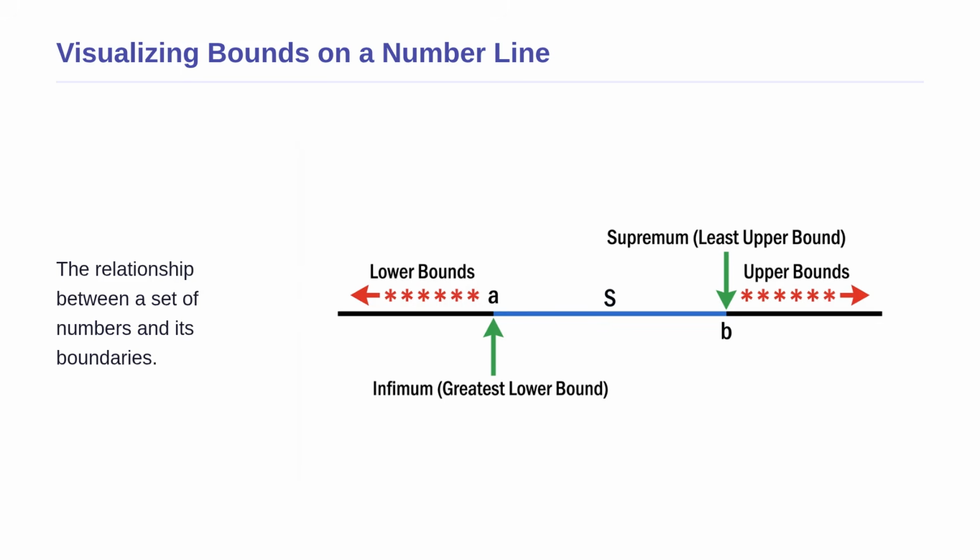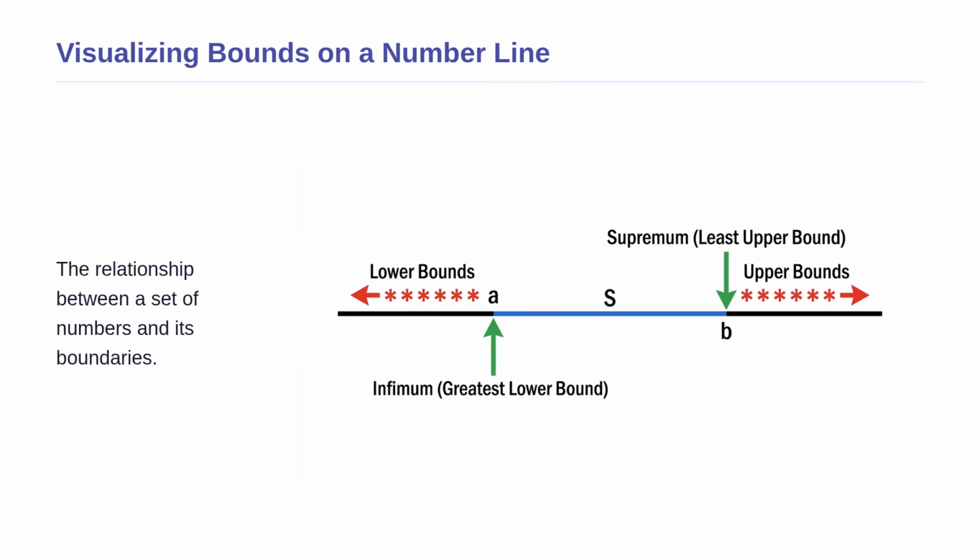Let us visualize everything we have discussed so far on a number line. Look at the blue line segment representing our set S. Notice how the red arrows for the upper bounds stretch infinitely to the right. You can pick any point there and it is an upper bound. But the supremum, marked by the green arrow at point B, is the very first point that touches the set. It is the tightest ceiling.